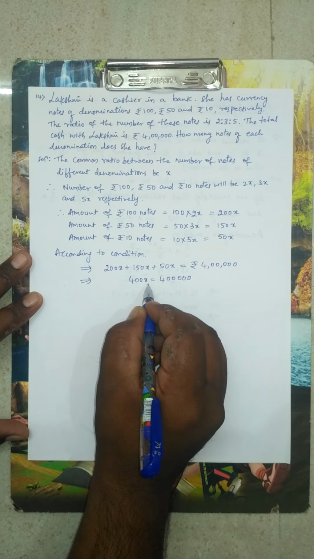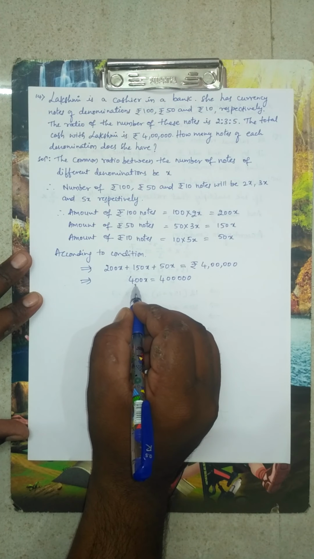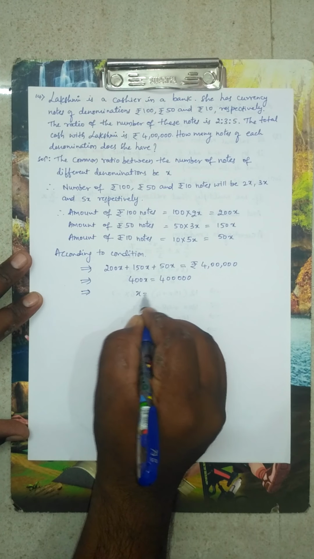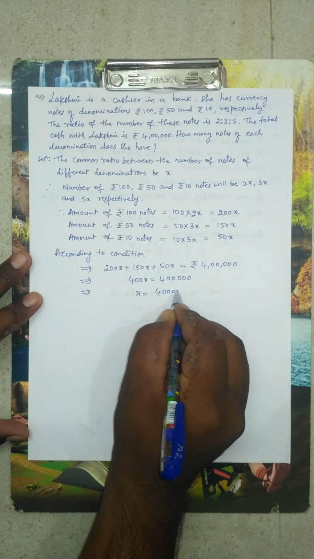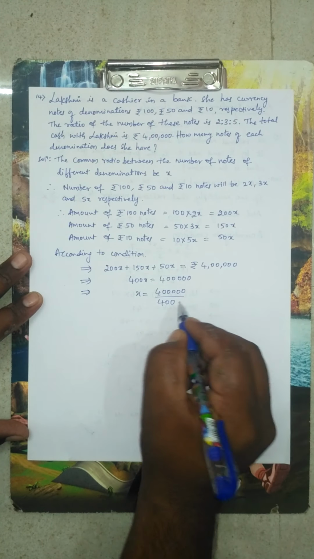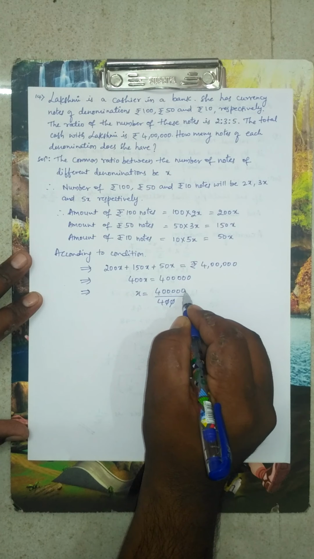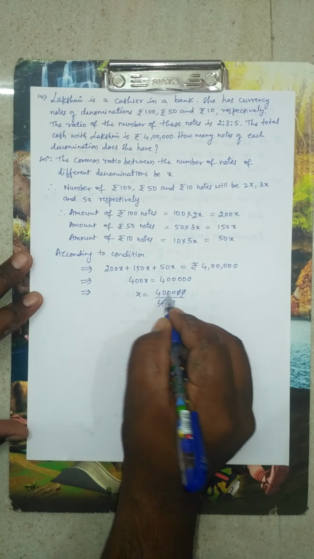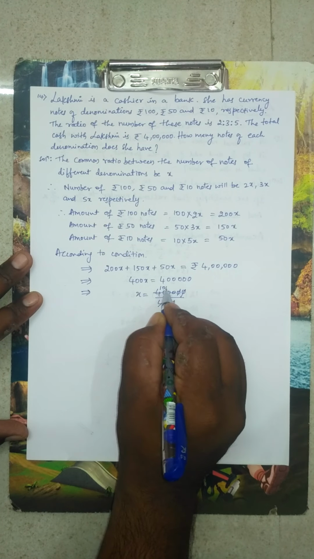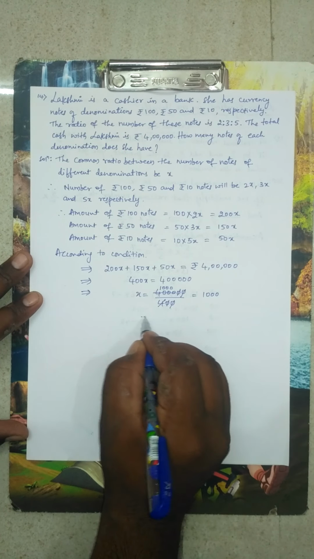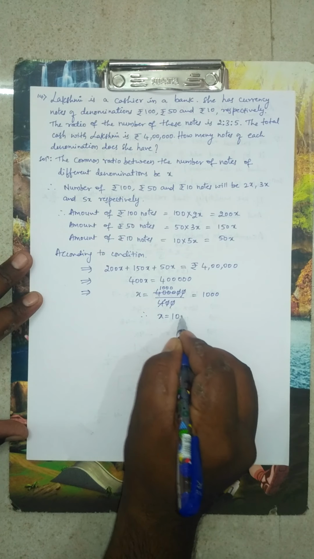Now along with x, 400 is a constant in the form of multiplication. If you transpose that, what happens? x is equal to 4 lakh divided by 400. Now 2 zeros from the numerator and 2 zeros from the denominator both get cancelled. So 4 ones are 4. These 3 zeros we have to write as they are. So that is equal to 1000. Therefore, x is equal to 1000.